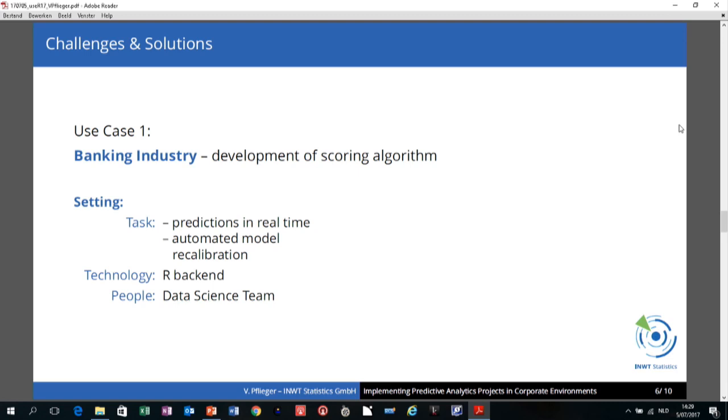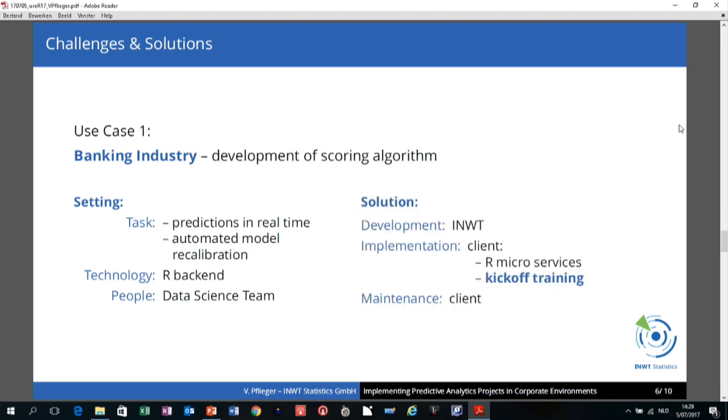We have R, we can work with R, and we have a data science team. So of course, the development of the algorithm is just our job, because that's what we are specialized in, but then we can hand over everything to the data science team at the client side. And usually have something like a kick-off training or workshop.